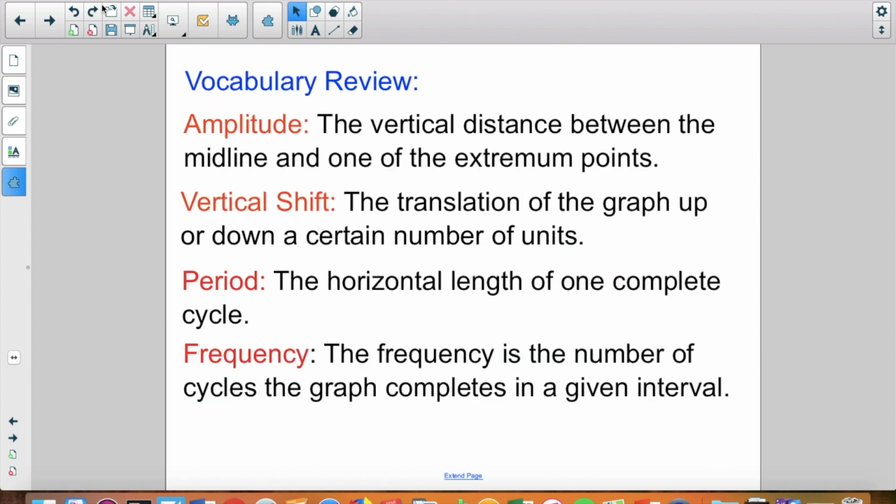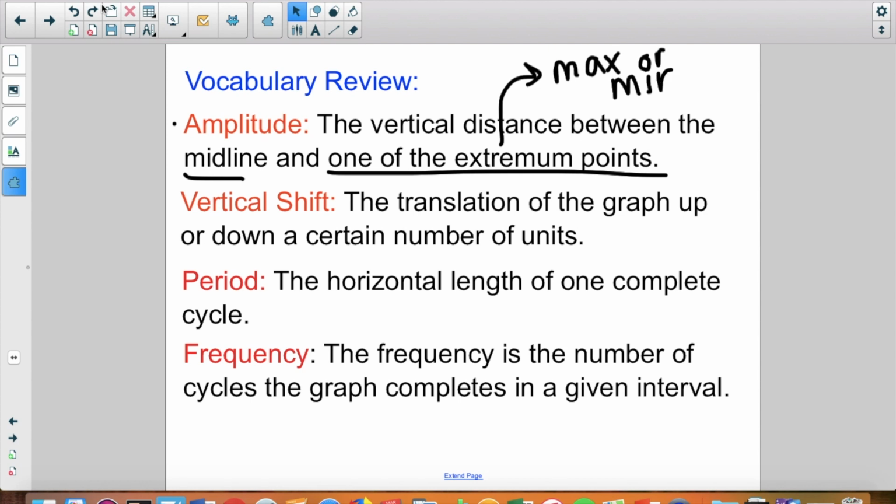So, little vocabulary review. We will be doing this every day because you need to know these vocabulary words. Amplitude, that's the distance between the midline and one of the extreme points. So again, extremum are either your max or min points. Vertical shift. Vertical shift is the translation of the graph up or down a certain number of units.